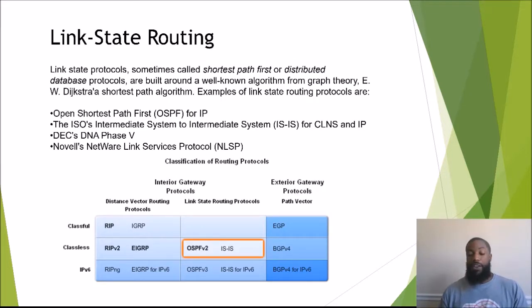So let's talk about, again, link state routing protocols, right? There's three types, right? Link state, path vector, and distance vector. Distance vector uses hops to figure out the shortest way to go. There's also path vector, which we haven't discussed yet. And right now, link state. Link state protocols, sometimes called shortest path first, or distributed database protocols, are built around a well-known algorithm from graph theory. See, this is why we don't really have to discuss too much of it, because this is kind of like algebra.